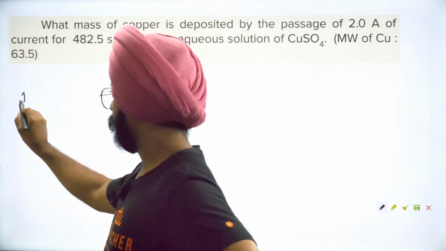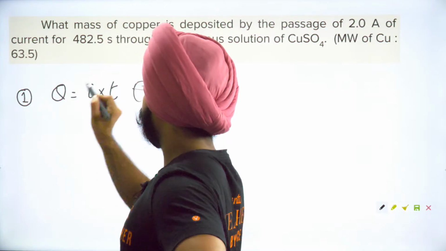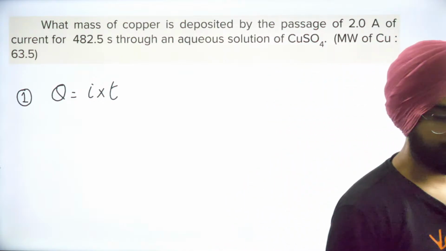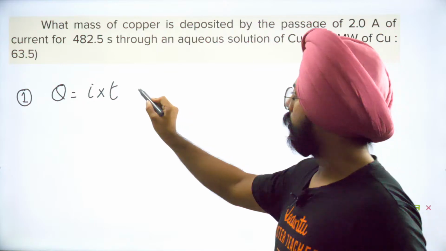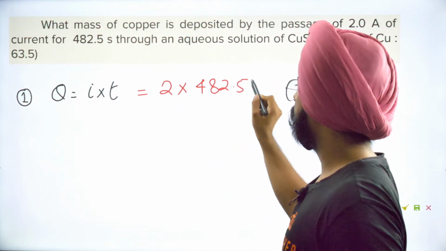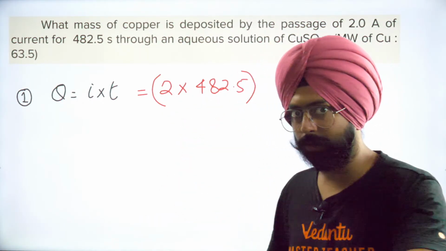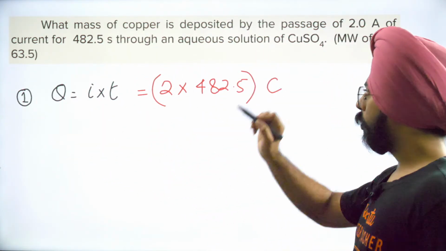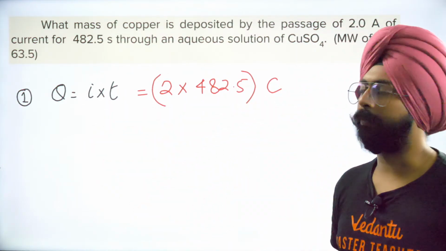First things first. Charge is equal to current into time. Q is equal to I into T. This is something that you should have learned in physics, I hope. So charge over here can be written as 2 amperes into 482.5 seconds. When you multiply this together, since we are talking about SI units, SI unit is ampere, SI unit is second, so we will get SI unit coulombs over here. So this is the amount of charge that you are passing in coulombs.